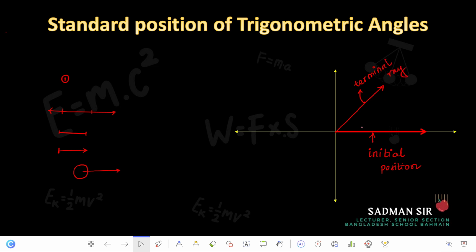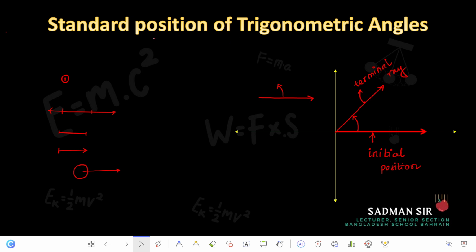So the angle that is formed between the initial ray and the terminal ray is the angle that we always consider. If a ray is in such a position that the starting point of the ray is at the origin and it is along the positive direction of the x-axis, and from here it starts rotating and forms an angle, then this is called the standard position of a trigonometric angle. It may be that the ray is here and from here it has started rotating, so in that case that is not the standard position of a trigonometric angle.